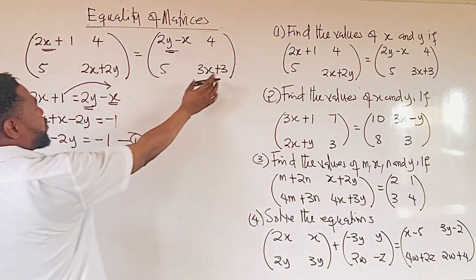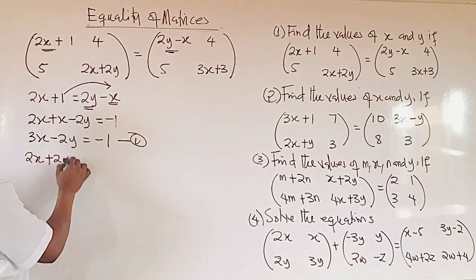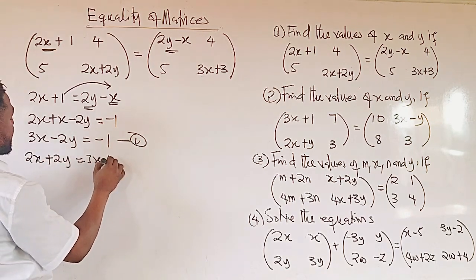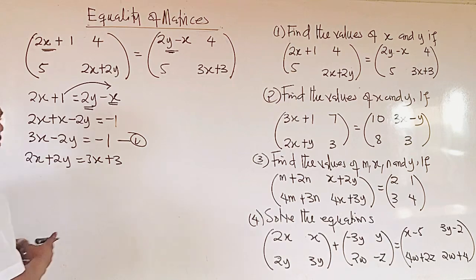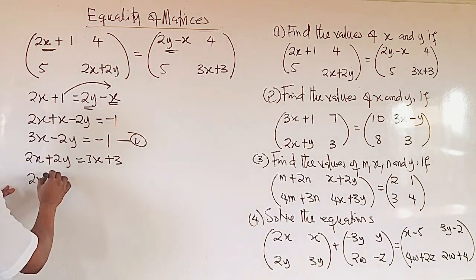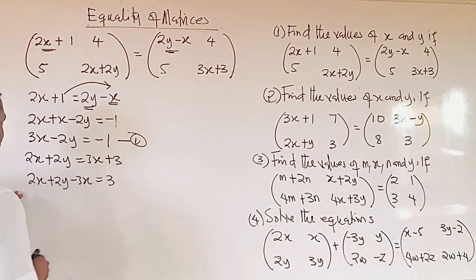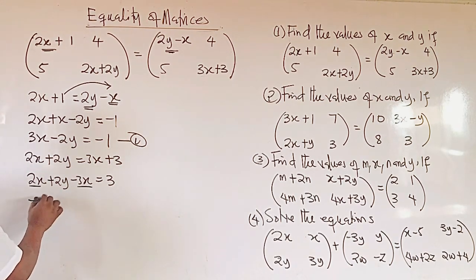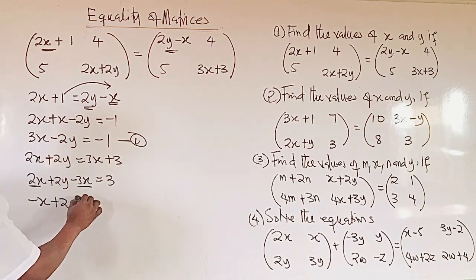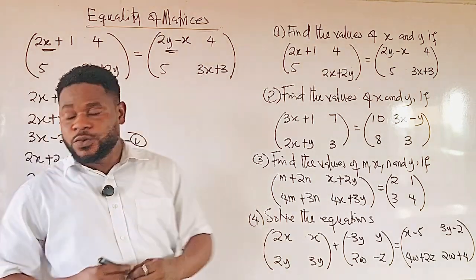Again, this will be equated to that. So I have 2x plus 2y equal to 3x plus 3. The same, we group like terms or variables at one side. Therefore, I have 2x plus 2y minus 3x equal to 3. All right. So here we have 2x minus 3x, which will give us minus x, plus 2y equal to 3. And this is going to give us equation 2.